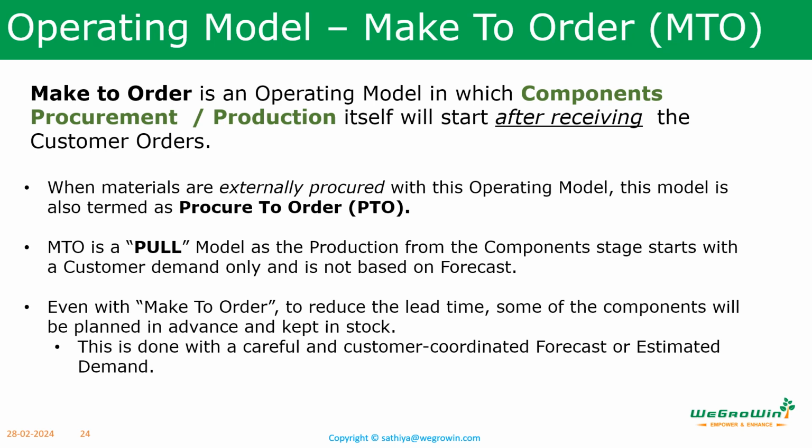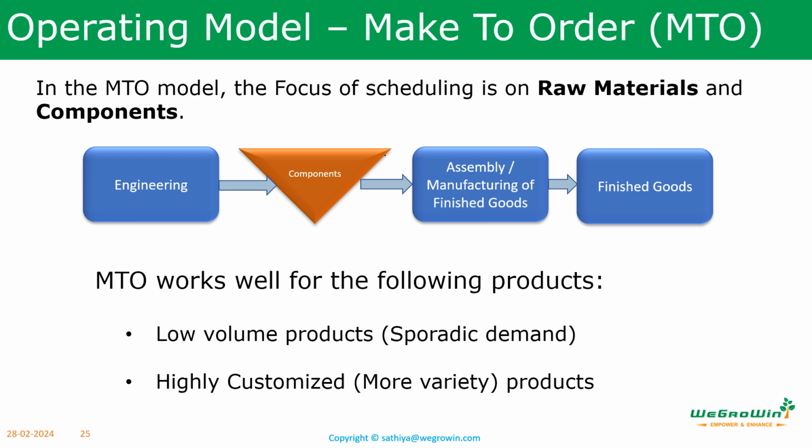Meanwhile, though this is make to order, to reduce the lead time, some of the components may be planned in advance and kept in stock. This is done with careful and customer-coordinated forecast or estimated demand. This is only for long lead items. In the make to order model, the focus of scheduling is on raw materials and components as shown in this picture.